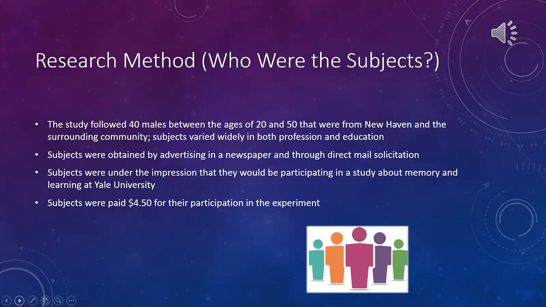Research method. Who are the subjects? The study saw 40 males between the ages of 20 and 50 that were from New Haven and the surrounding community. Subjects varied widely in both profession and education. Subjects were recruited by advertising in a newspaper and direct mail notification. Subjects were under the impression that they would be participating in a study about memory and learning at Yale University. Subjects were paid $4.50 for their time.